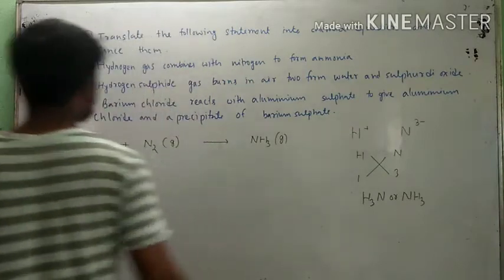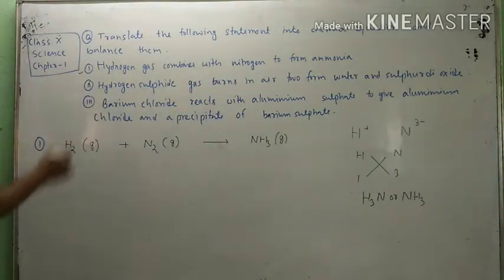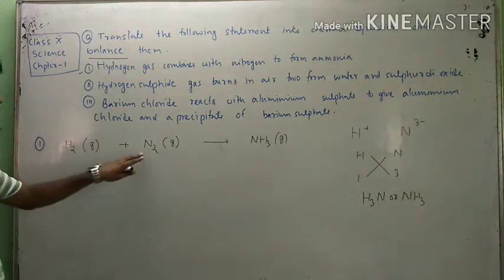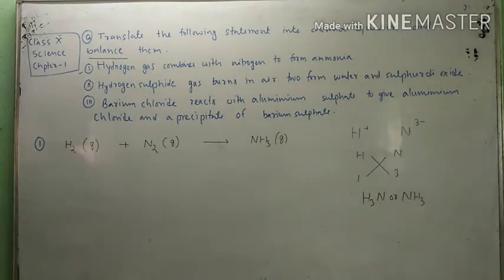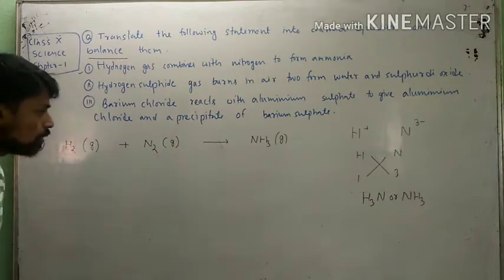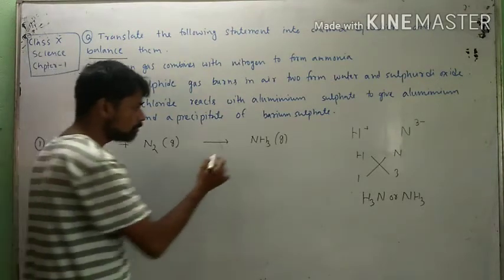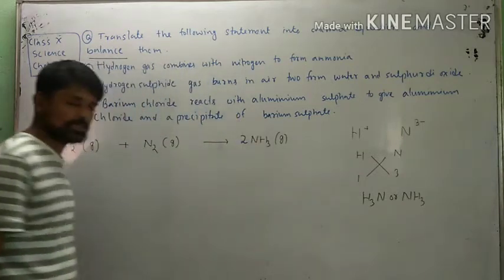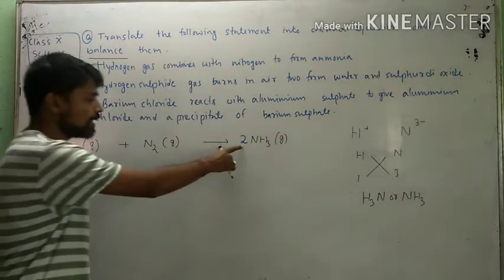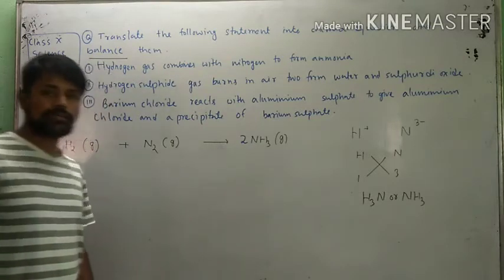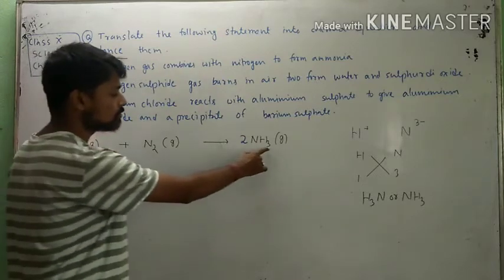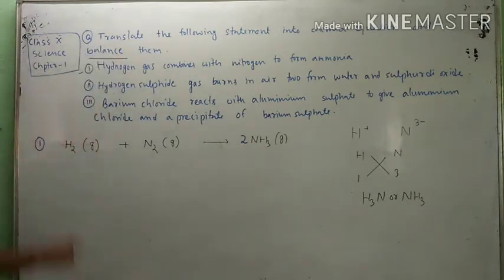Now what we have to do? We have to balance the equation. So see, here the number of nitrogen is 2, but on the product side, the number of nitrogen is only 1. So what we have to do? We have to put a 2 before the ammonia. Then the number of nitrogen balances. As soon as we put 2 here, the number of hydrogen becomes 6, 3 into 2. But in the reactant, the number of hydrogen is 2.